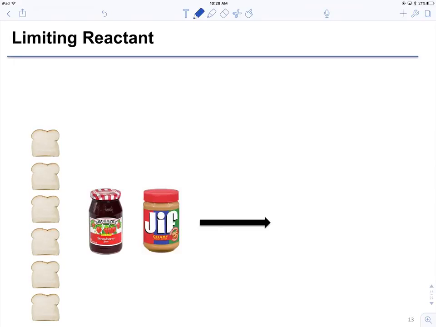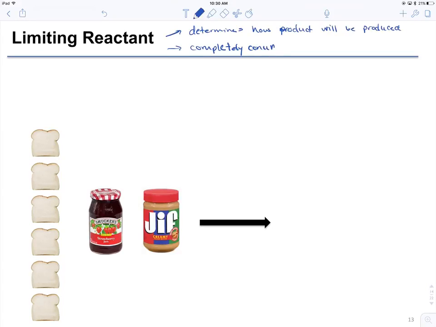Hi everyone, in this video we're going to look at the concept of limiting reactant. The limiting reactant is what defines or determines how much product will be produced, and the limiting reactant will be completely consumed. Now, we can look at this with respect to, say, recipes or cooking, because those are common times that we see limiting reactant in practice in our everyday lives.